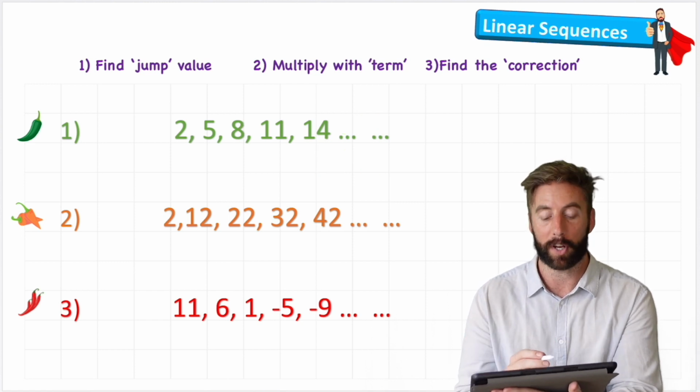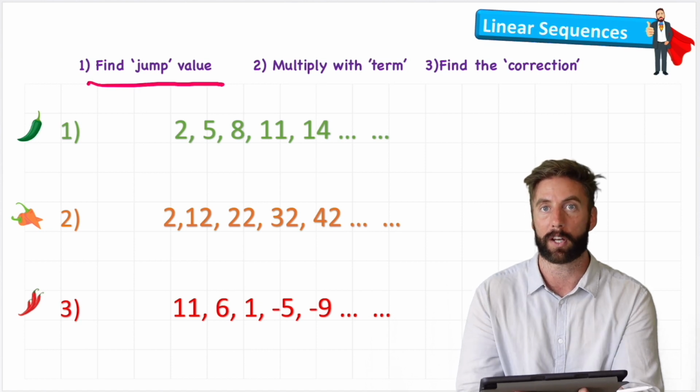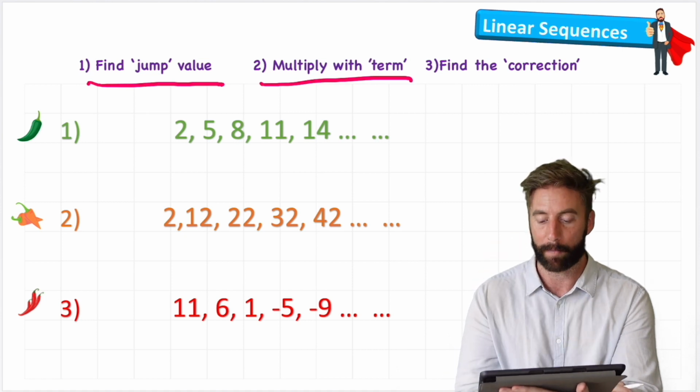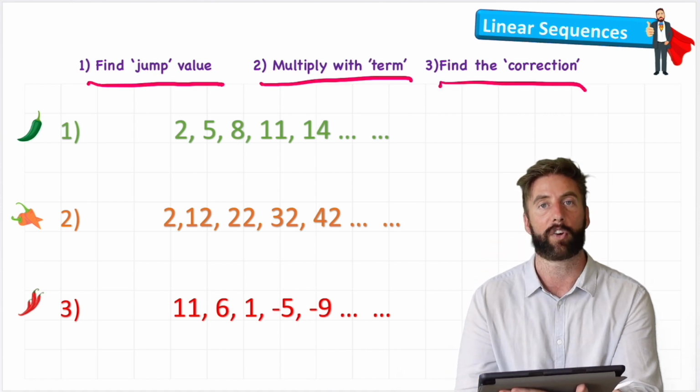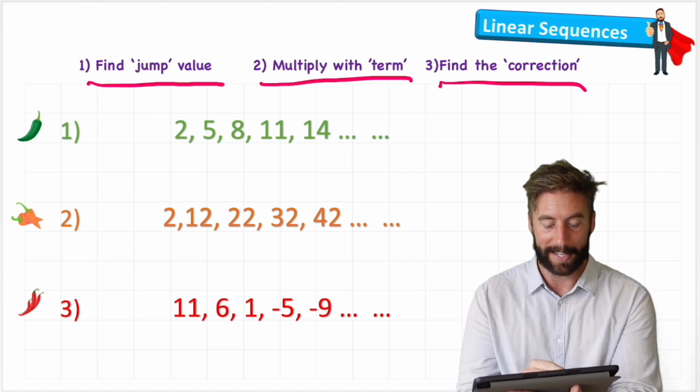So the first thing we're going to do is find the jump value, the value of the difference between the numbers in our sequence. Then we're going to multiply it by the term, and we're going to understand what that means. And then we're going to find the correction. That probably doesn't mean too much to you at the moment, but that's all right. That's what we're going to look at here today.